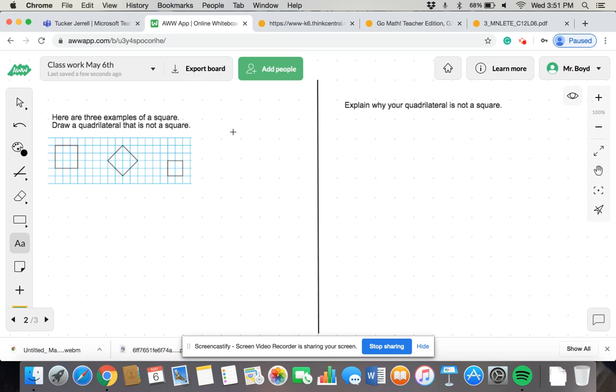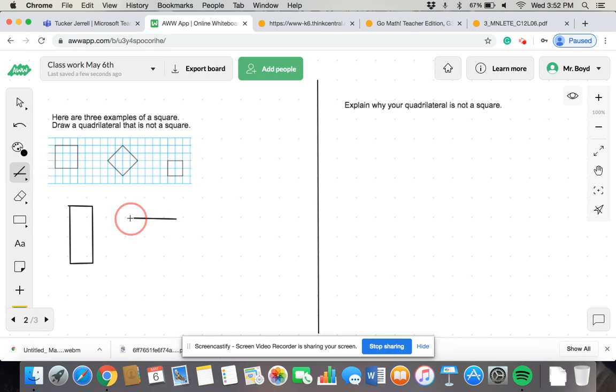So, what we need to do is draw a quadrilateral, which means a shape that has 4 sides and 4 angles, that does not have 4 equal sides. So I'll go over here, I'll click on my lines again, and I will draw it down like that. I'll draw a short one, long, and short again. So this has 2 long sides and 2 short sides. So I know that's not a square because not all 4 sides are the same.